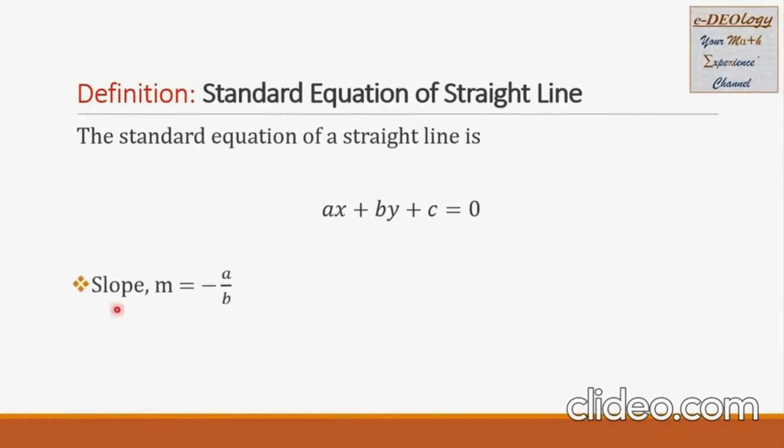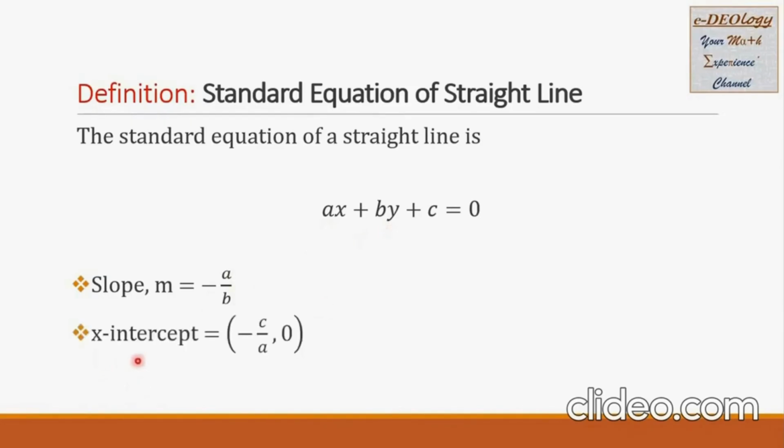Now, in relation with the slope m, we can quickly calculate the slope using this formula. And this is minus the fraction a over b. Again, take note, a is the coefficient of x and b is the coefficient of y.